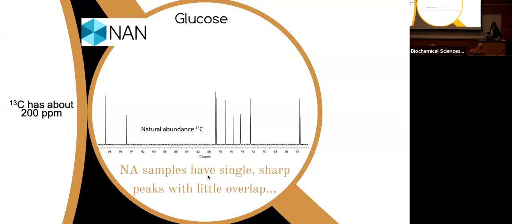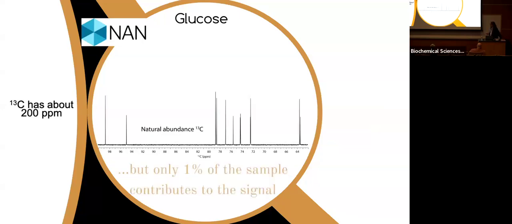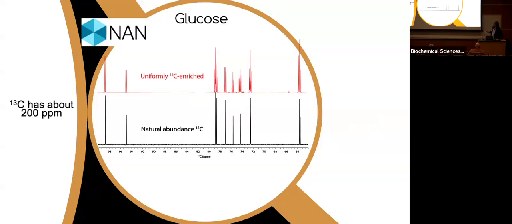And so there's a lot more room to put in peaks with not so much overlap. So these are great. Natural abundance samples are wonderful. They have single sharp peaks, very little overlap. But the problem is that only 1% of the sample is contributing to this. So what was already kind of lowish sensitivity now is becoming really low sensitivity. But that TXO helps. So it's actually very easy to get spectra at natural abundance for many samples. However, if you isotopically enrich your sample, you get much better results because you have more sample. You're not limited to that one. You have 100% of your sample contributing to the signal. This is glucose uniformly enriched.